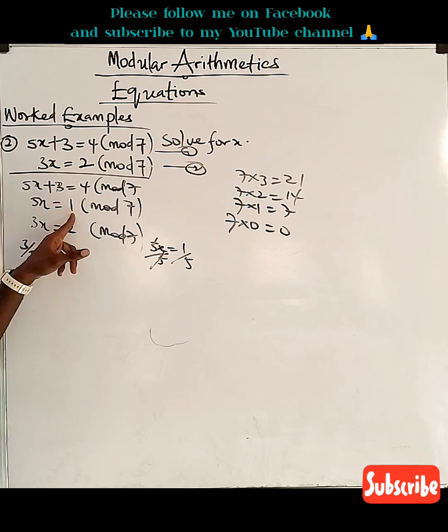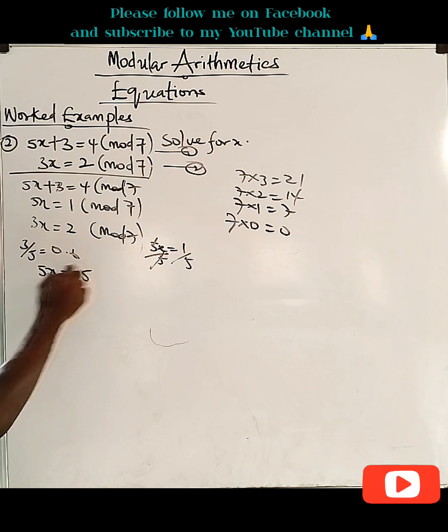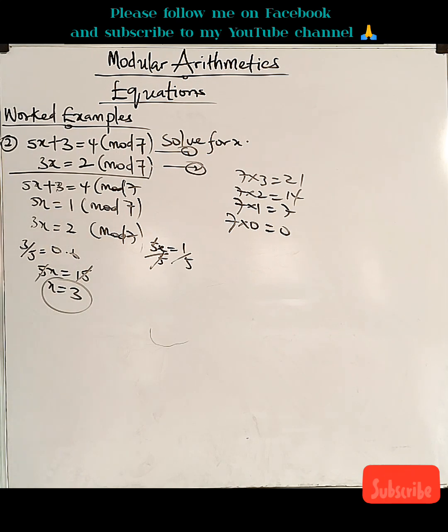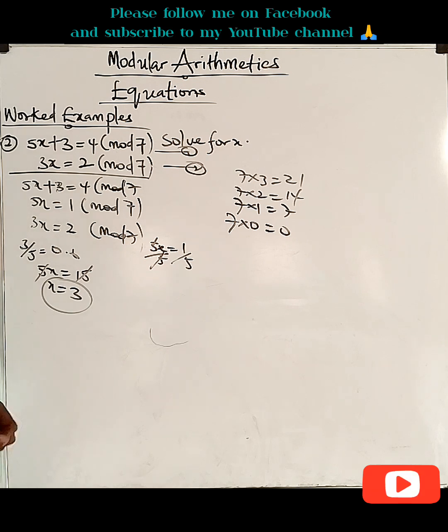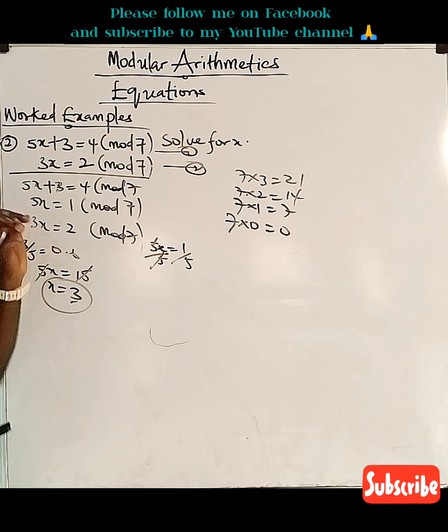14 plus 1, I beg your pardon, is 15. So 5x equals 15. Divide by 5, x is 3. So if x is 3, substitute x equals 3 into equation 2. So 3 times 3 is 9. 9 in modulo 7 is 1 remainder 2, which is 2 modulo 7. So it means x is equal to 3. This is what we are looking for. The value of x is 3.